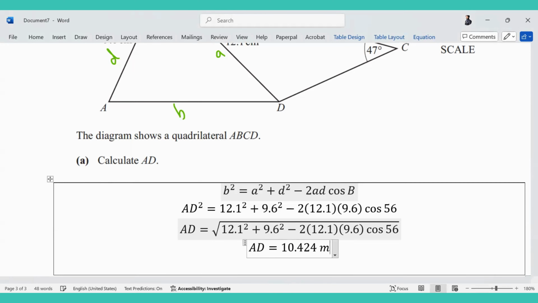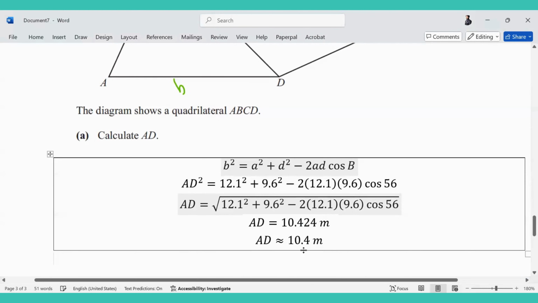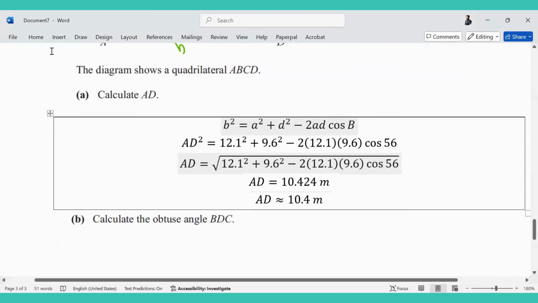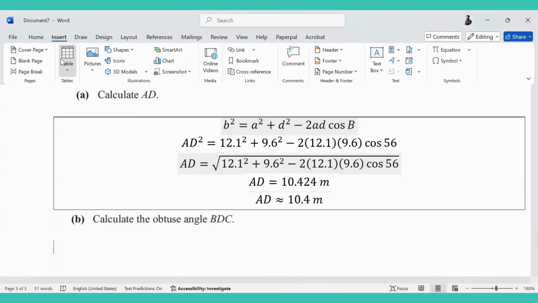10.424 meters, and if I want to write it correct to three significant figures, 10.42, 10.4 is the answer. Moving on to the second part of this question. The question wants us to find the obtuse angle BDC.